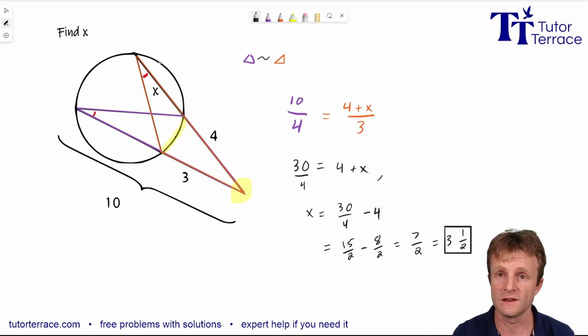So the moral here is think about the theorems you do know and draw lines to try to create similar triangles.